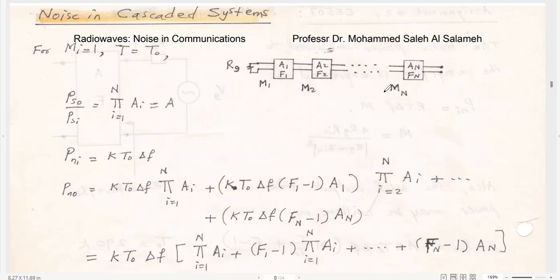And assuming that the system is matched here, and assuming that the temperature is equal to T naught. Now the signal output here, PSO over PSI, the signal here, is equal to the total gain A1 times A2 times A3 up to AN. So it is the product of Ai from 1 to N.